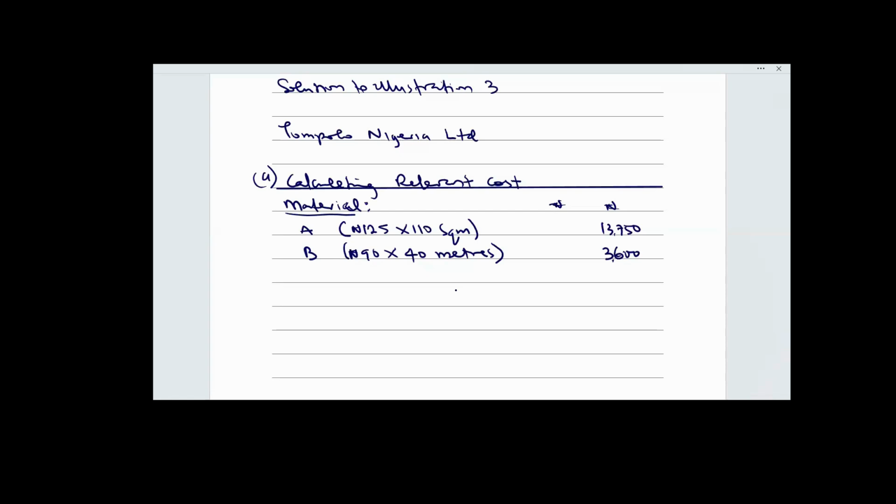So the cost of that 40, is it meters or liters? Let me confirm again. Yes, liters. So the cost of that 40 liters is what we are going to consider, not 30. All right. So liters. Okay, then let's move to the next one.